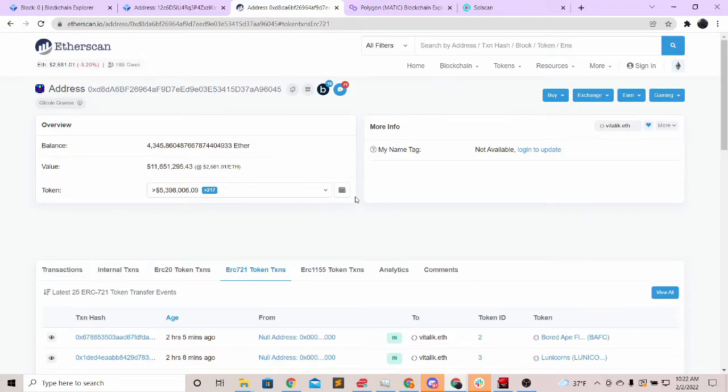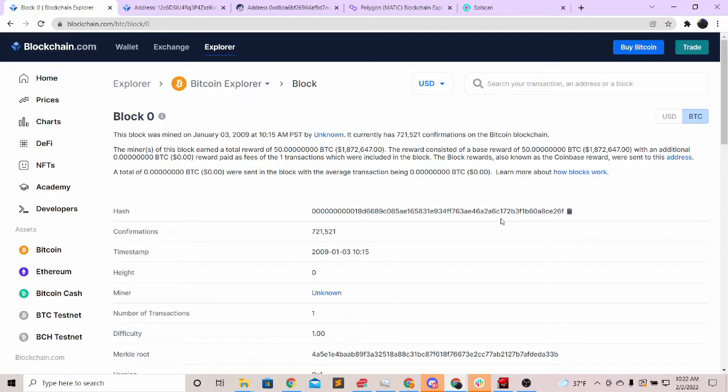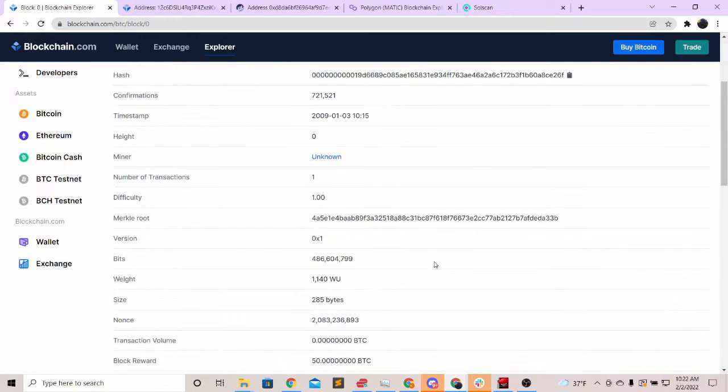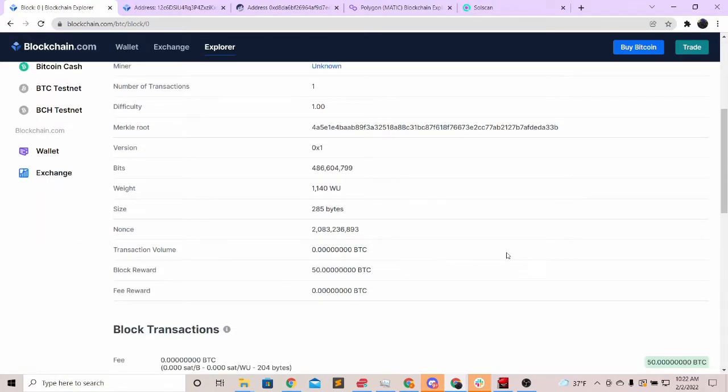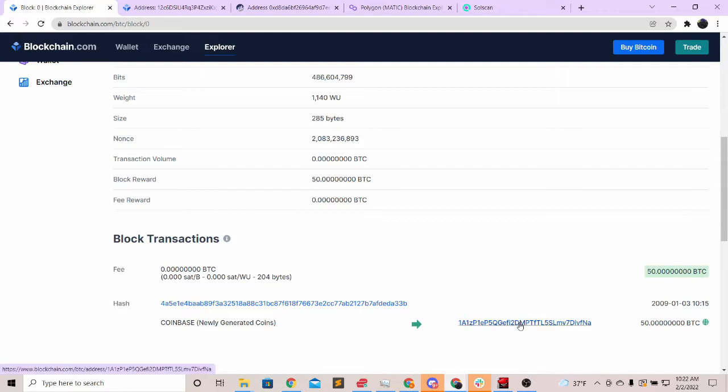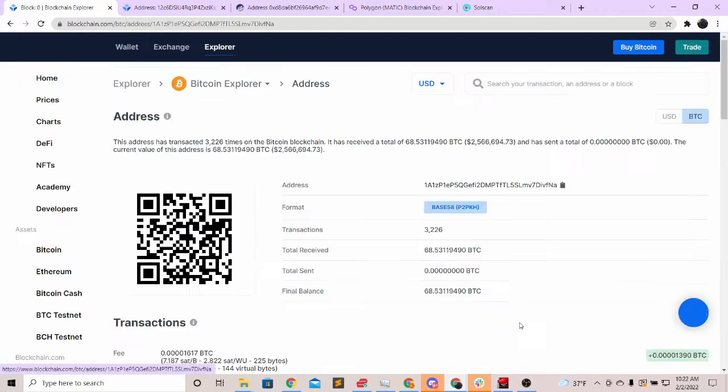But yeah, we get a wealth of information about every single wallet address on the network, and we can kind of see what wallet addresses hold what and what transactions everybody is taking part in. If we want to take a look at the Bitcoin blockchain, let's take a look at block 0, which is the first Bitcoin block. And the first Bitcoin ever created went to this wallet address.